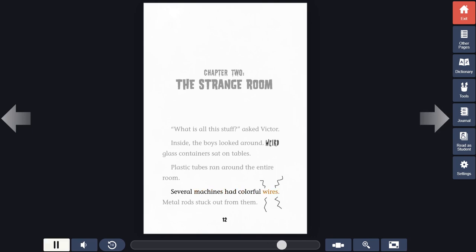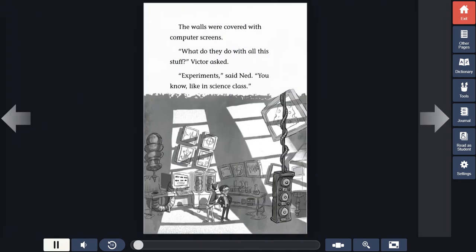Had colorful wires. Metal rods stuck out from them. The walls were covered with computer screens. What do they do with all this stuff? Victor asked. Experiments, said Ned. You know, like in science class.